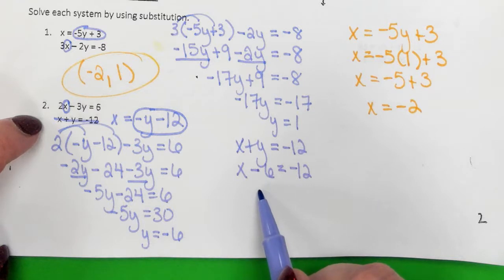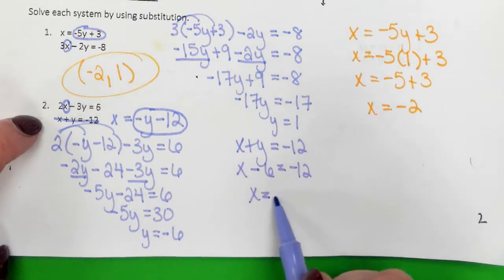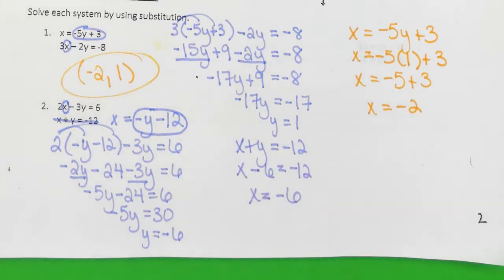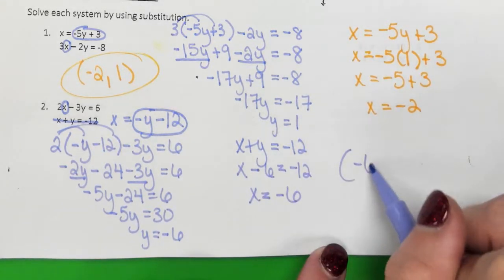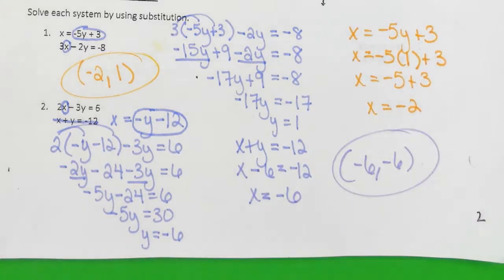So we're plugging in the negative 6. We're going to add it over. And what's our ordered pair where they would cross? Negative 6, negative 6. Perfect. So if we were to graph those, we'll get the exact same answer. So if you like to graph, you could graph instead.